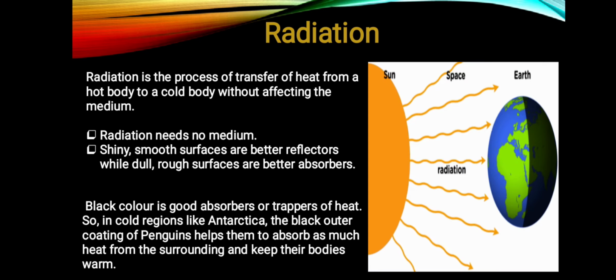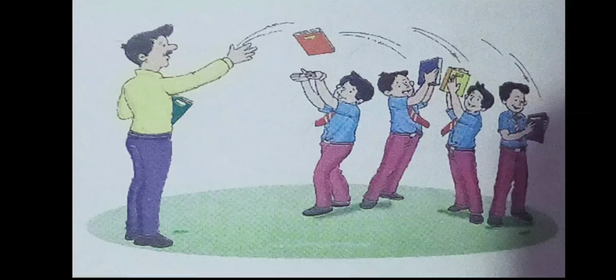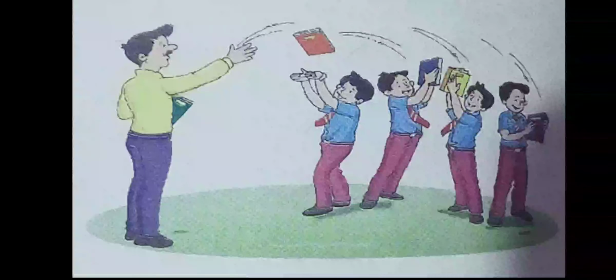So we can say that radiation is the process of transfer of heat from the hot body to a cold body without affecting the medium. Radiation needs no medium. Compare this method to throwing the notebooks directly to the students. Radiation is the fastest method of heat transfer as compared to conduction and convection.